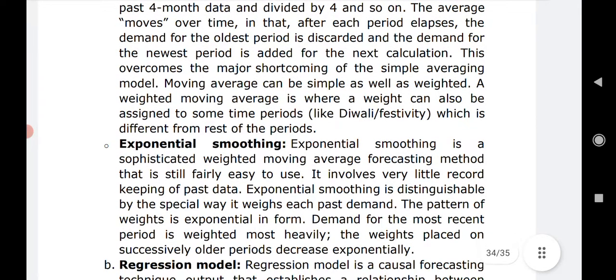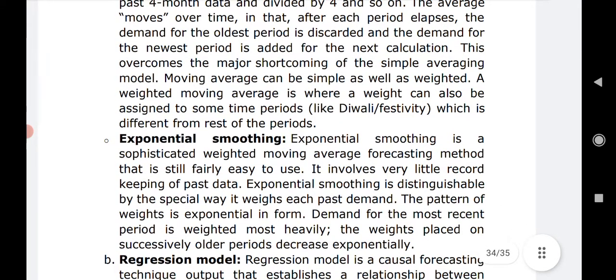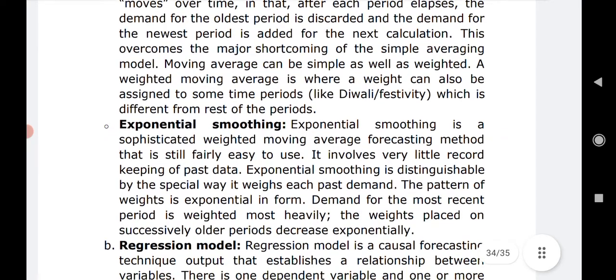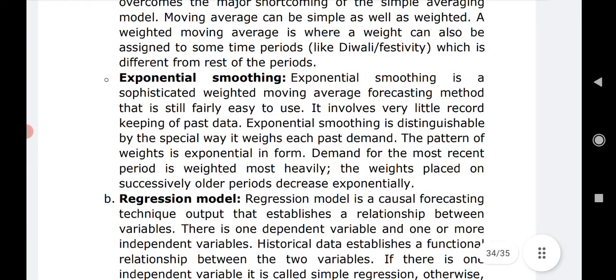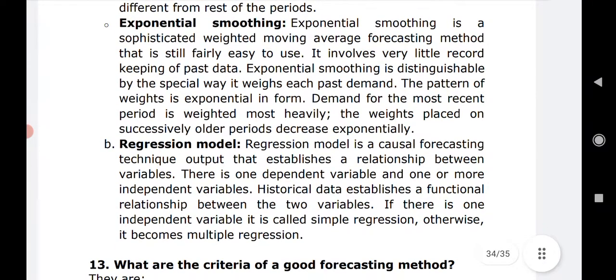A weighted moving average example has been given. In a weighted moving average, a weight can also be assigned to some time periods, like festive periods, the Diwali period. The consumption of a few items may be more. So depending upon that we can use this method for forecasting.